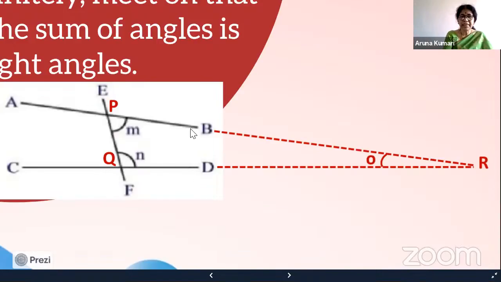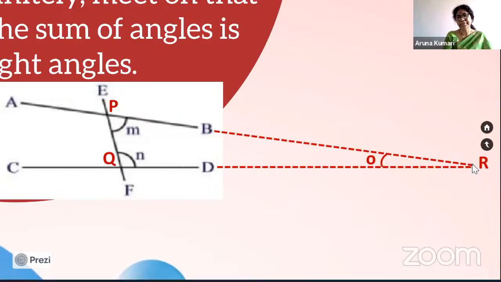Then what is it saying? If we produce the two lines, whatever interior angles we are taking on that side, whenever the sum of the angles is less than 180, this is the condition. So m plus n is less than 180. So we are producing it, then what will happen? They will meet at a point. They will definitely meet at a point. This is the fifth postulate of Euclid.